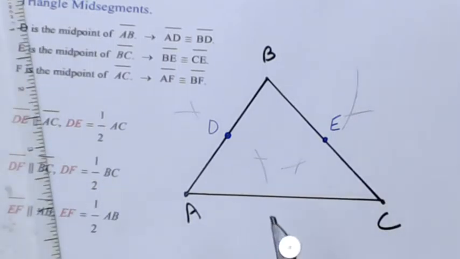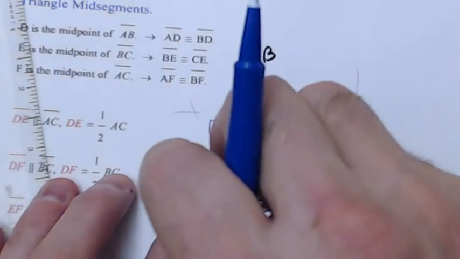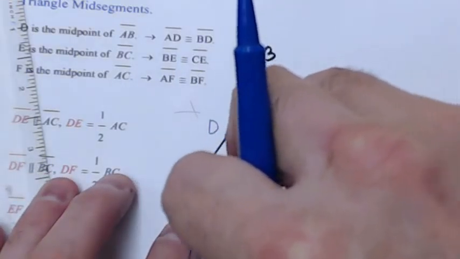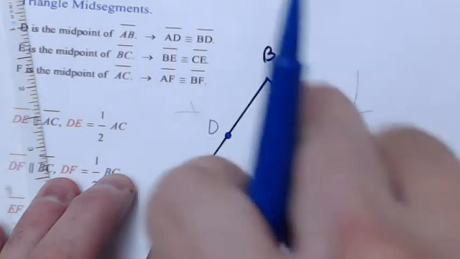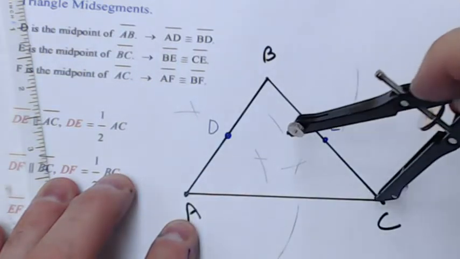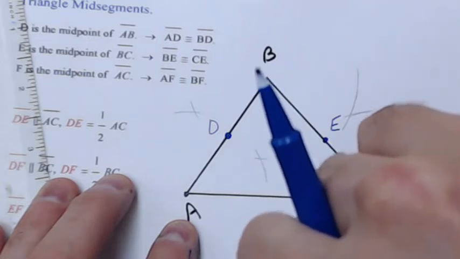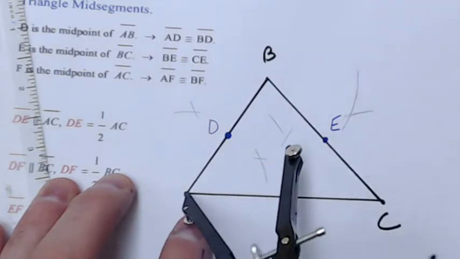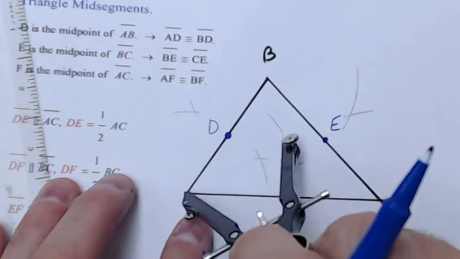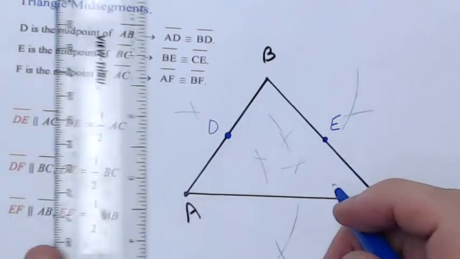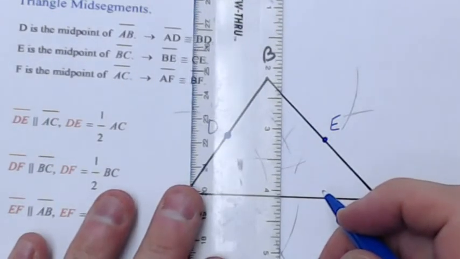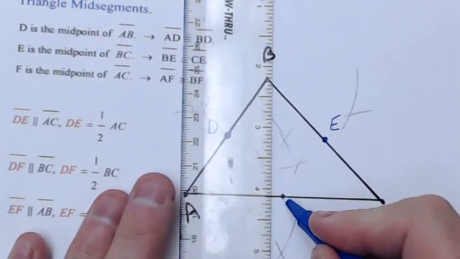Make that a little wider. And another one. Oh, a little off there. Okay, and connect the points. So with our perpendicular bisector, that's going to be F.